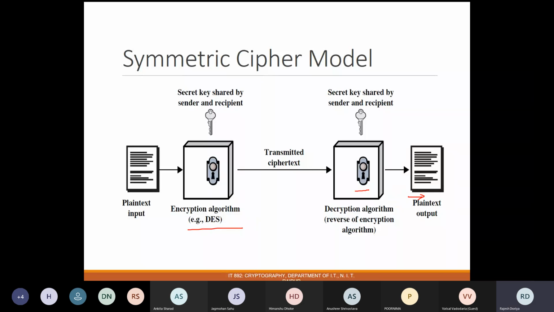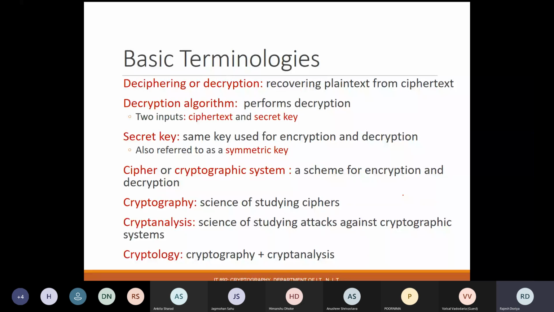So in short, initially we have plain text, then we apply some encryption algorithm using some key, then the ciphertext is transferred to the other end, and then the reverse process is applied by the recipient to get back the plain text. So this is the basic symmetric key cipher model.